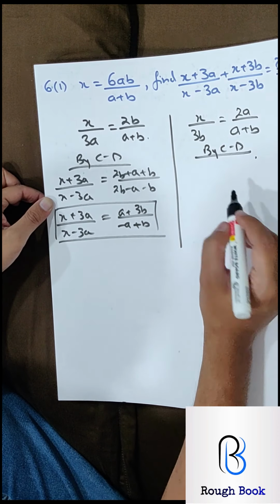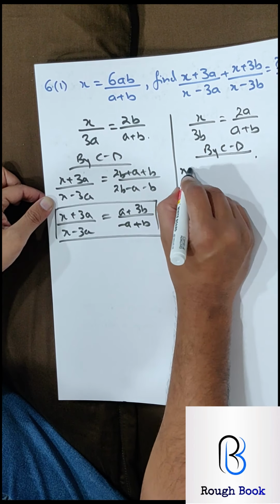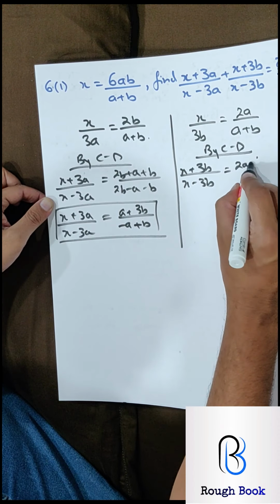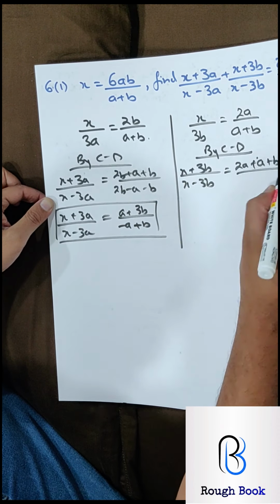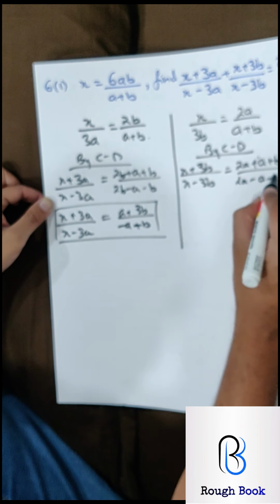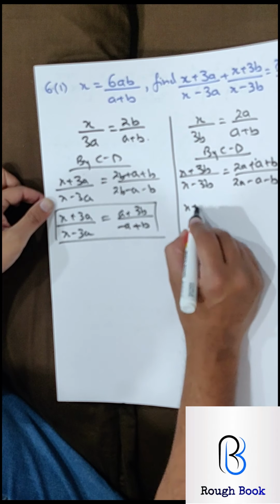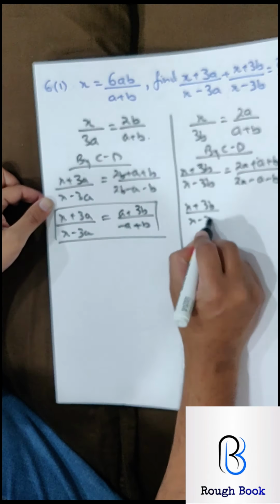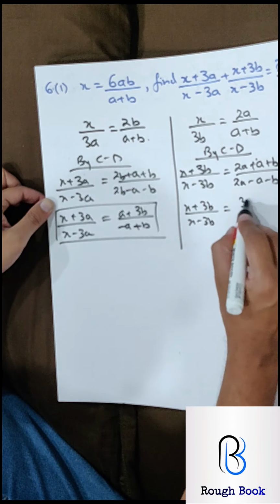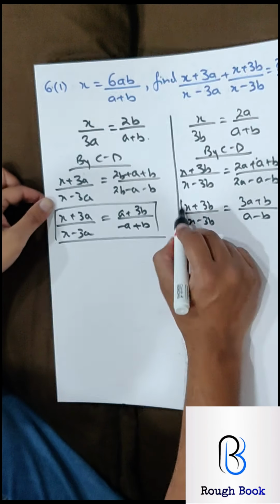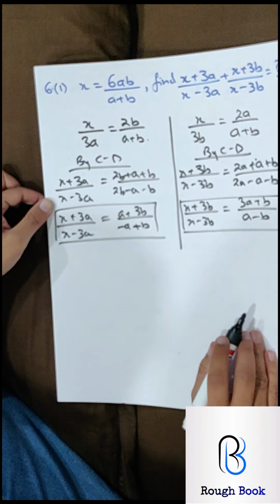So pause the video, try it. Come on, you can do it, most of you. x plus 3b. Guys, I am missing the school. Upon 2a minus a, missing the races as well. So once we reach here, x plus 3b, x minus 3b, 3a plus b, and here I will get a minus b. So I got my second part.